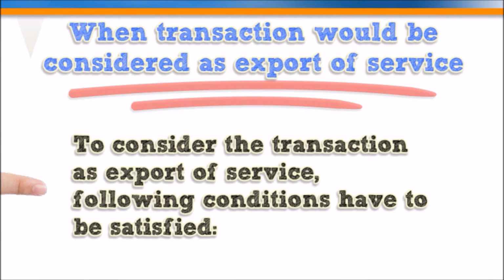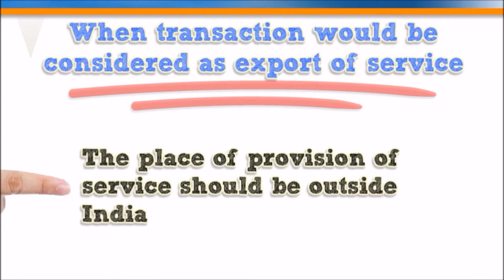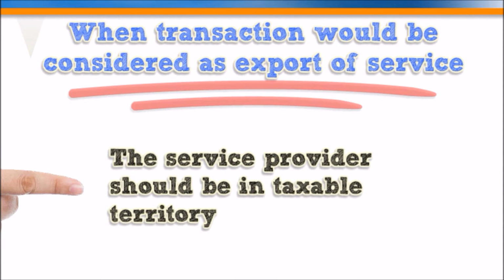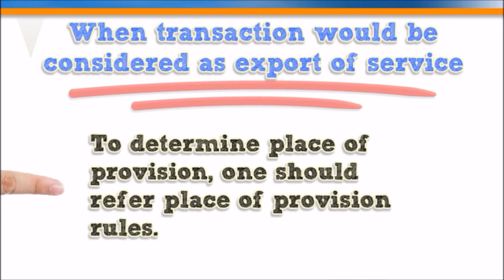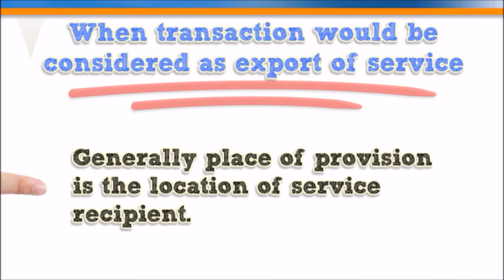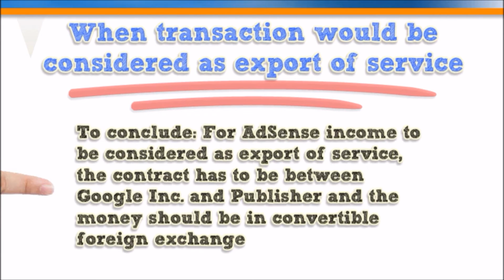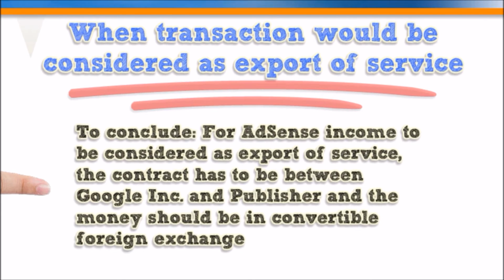To consider the transaction as export of service, the following conditions have to be satisfied. The place of provision of service should be outside India. The service provider should be in the taxable territory. The money should be received in convertible foreign exchange. To determine place of provision, one should refer to the place of provision rules. Generally, place of provision is the location of the service recipient. To conclude, for AdSense income to be considered as export of service, the contract has to be between Google Incorporated and the publisher, and the money should be in convertible foreign exchange.